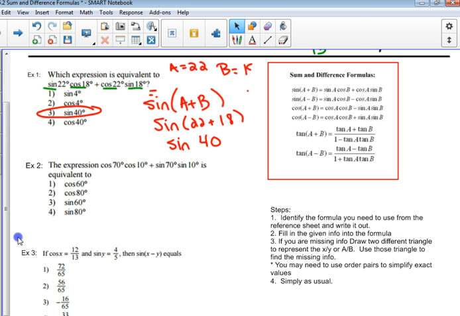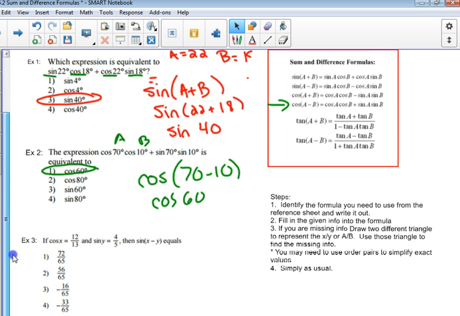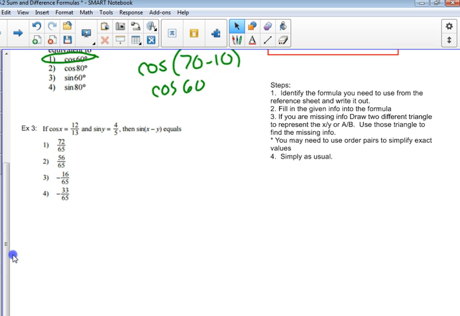All right. Did you guys use this last one? Yeah. Good. So cos of 70 minus 10, when you did your A and B, so cos 60. Just watch out, be careful when you pick them. That's the hardest part. So that's one way you could see these sum and difference formulas come up.